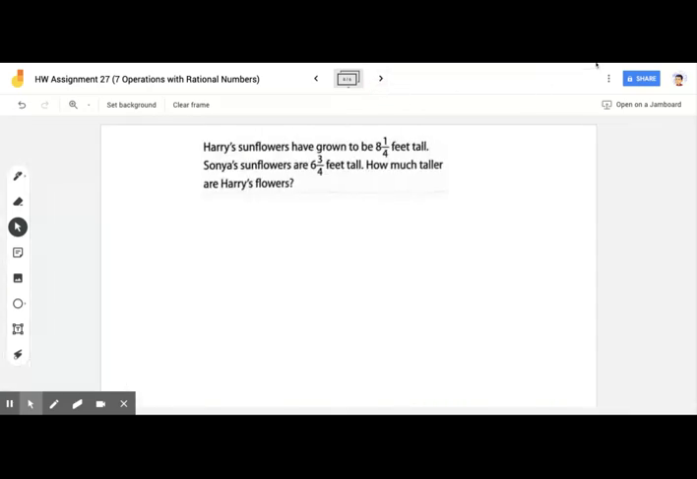Let's keep it going. We got 2 more. Harry's sunflowers have grown to be 8 1/4 feet tall. Sonia's sunflowers are 6 3/4 feet tall. How much taller are Harry's sunflowers? Okay, so let's think about what operation we're going to use here. We have a plant that is a certain height, another plant that is a little bit shorter. We want to know how much taller, so we're finding the difference between the heights, and difference is subtraction. So we have 8 1/4 minus 6 3/4. And our answer is probably going to be somewhere around 2, but it might be a little less than 2 feet.